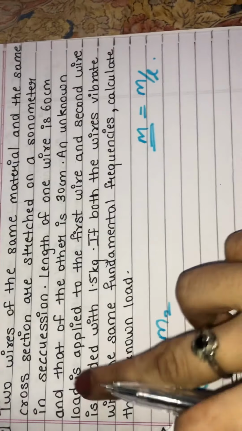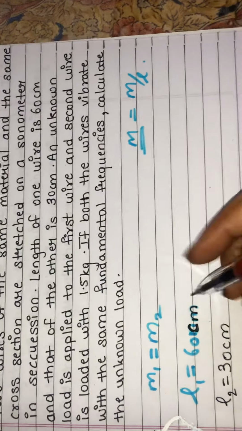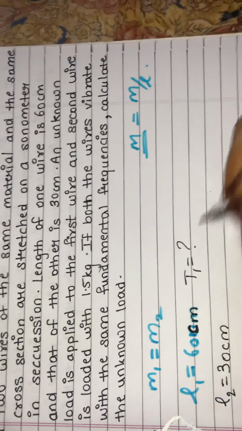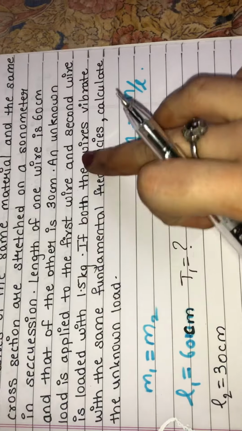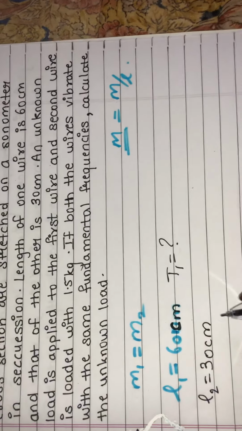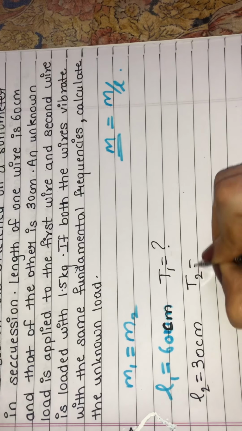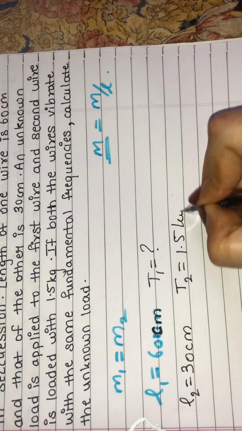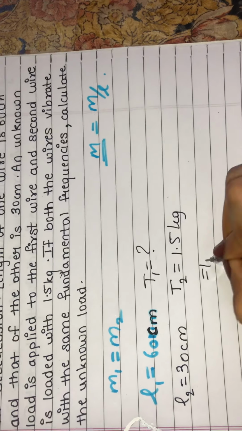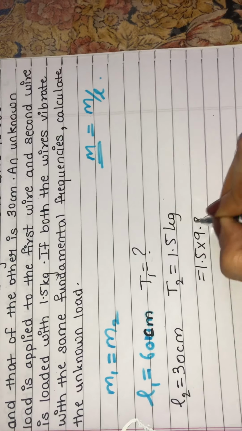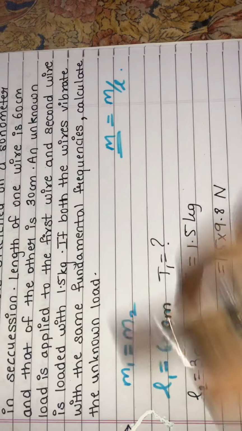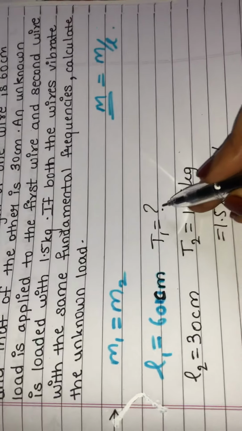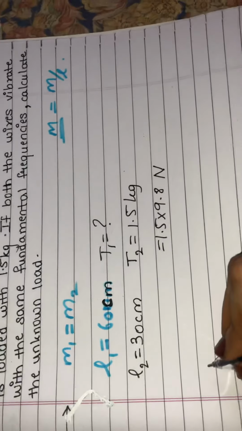Next, an unknown load is applied to the first wire, means T1 is unknown, and the load, that is tension, on the second wire is 1.5 kg, means T2 is 1.5 kg. If we convert it into Newton, it will be 1.5 into 9.8 Newton. If both the wires vibrate with the same fundamental frequencies, calculate the unknown load. Means T1 is asked to be calculated.